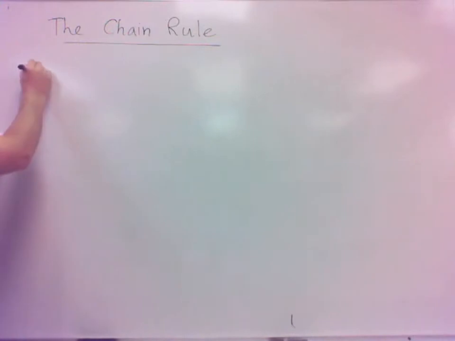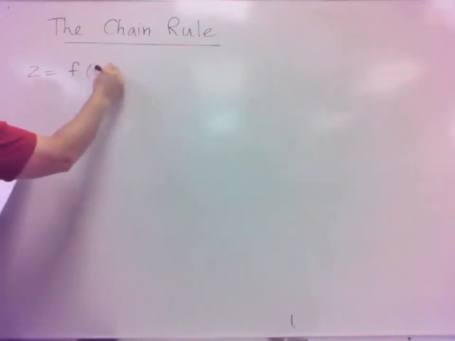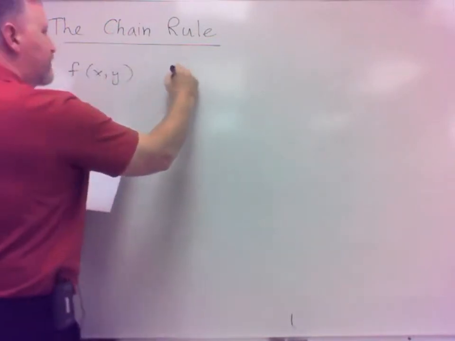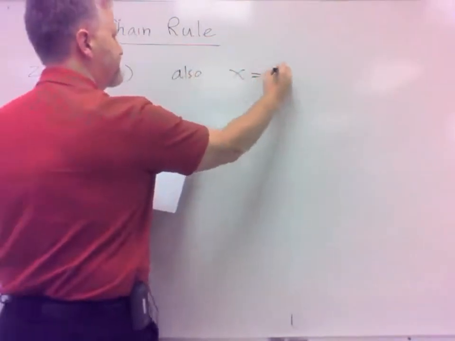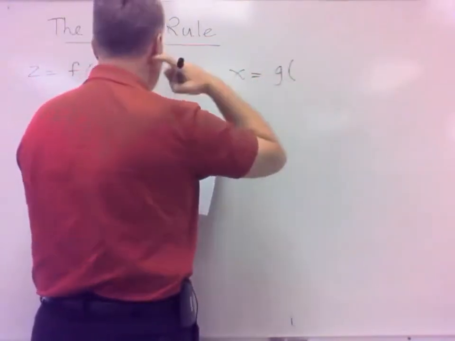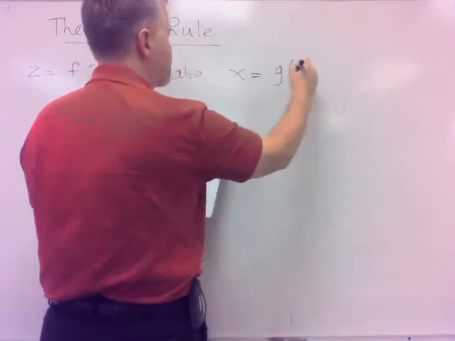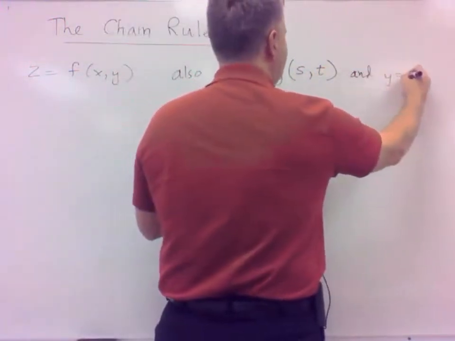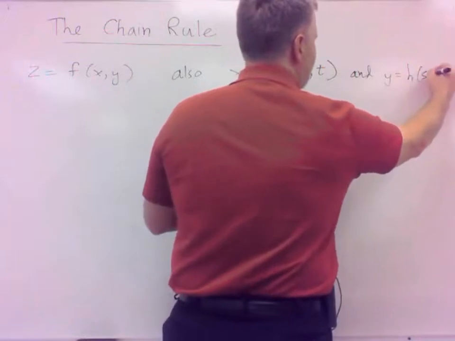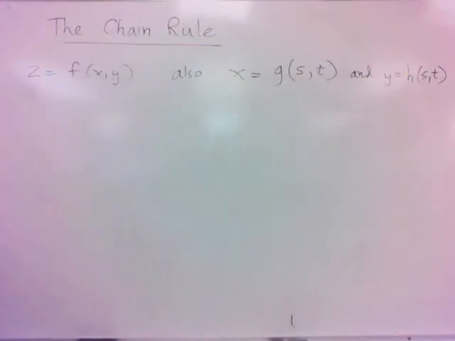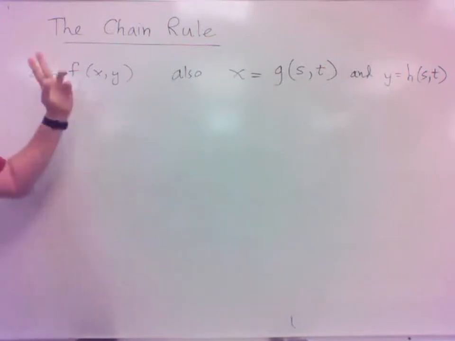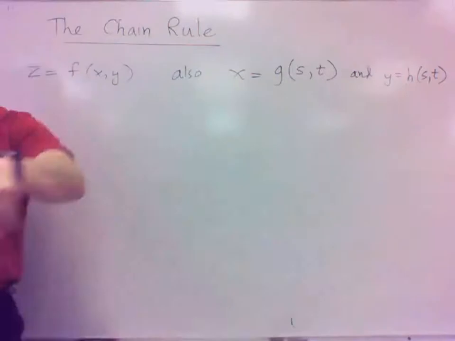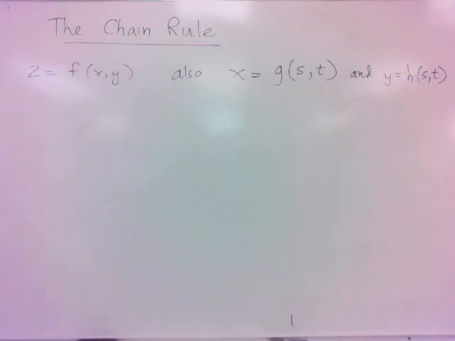All right, so we've got z is a function of x and y. And then also, x is a function of two variables. Let's say it's a function of s and t. And then y is also a function of s and t. So we've got two variables here, but then the x and the y themselves are also functions of two variables. It's a lot going on.